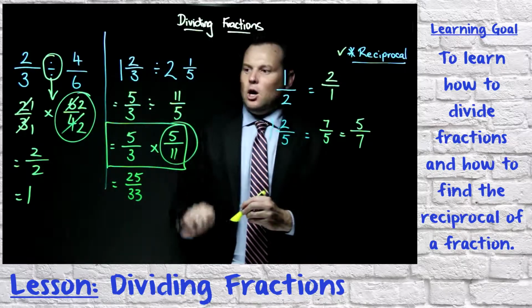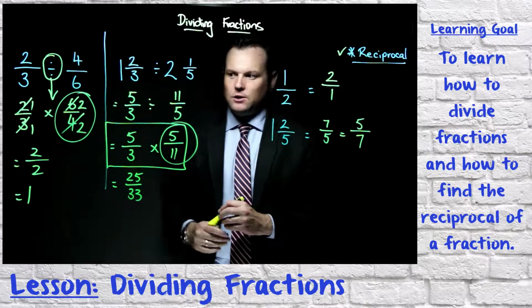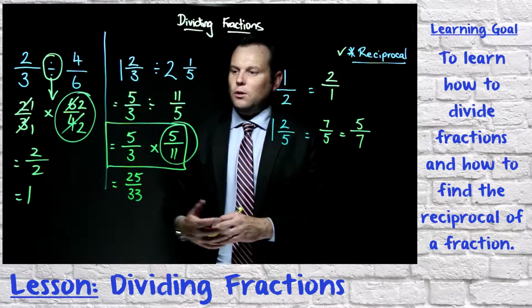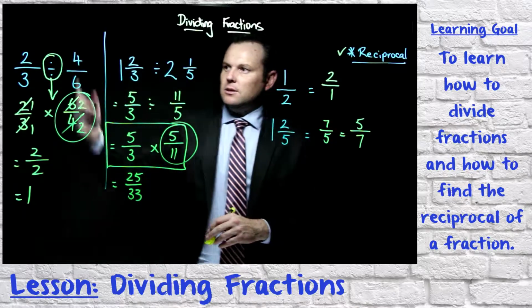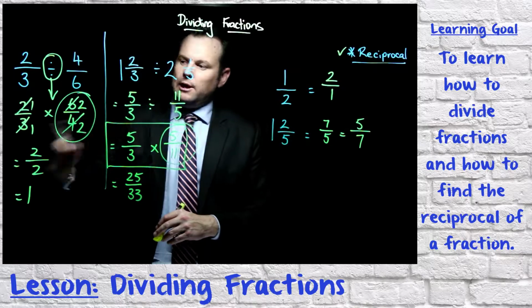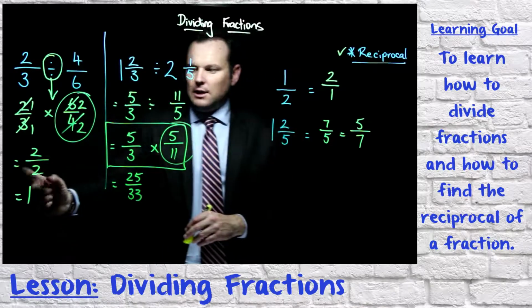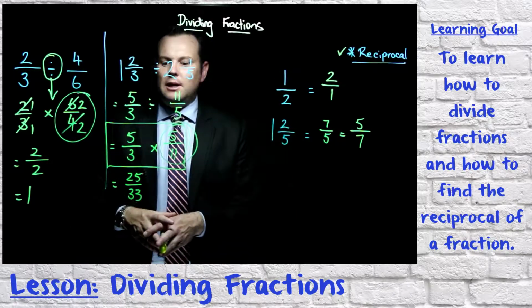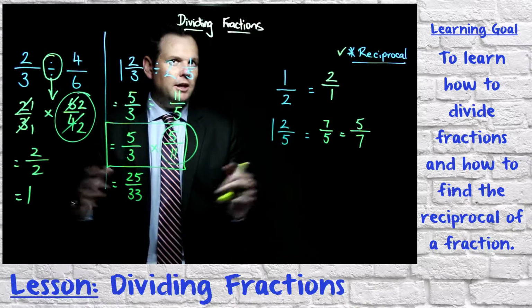Step 3, cross cancel if you have to. And then step 4, just do the multiplications. Times the top one by the top one, the bottom one by the bottom one to give you your answer. Okay, and that's basically it. That's dividing fractions.